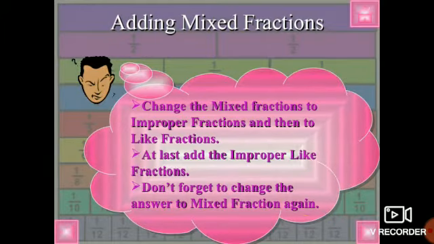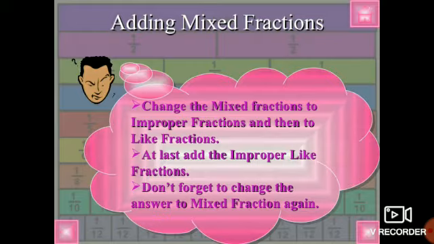Now we'll be discussing adding mixed fractions. When we have to add the mixed fractions, the first thing is we have to change the mixed fractions to improper fractions and then to like. If they are not like fractions, then we have to make them like. After making them like, add them, right?